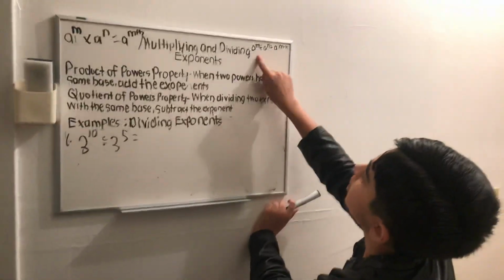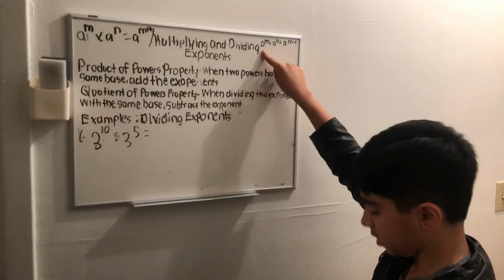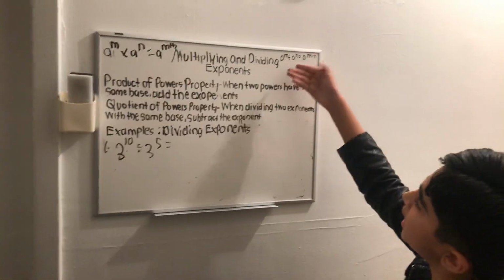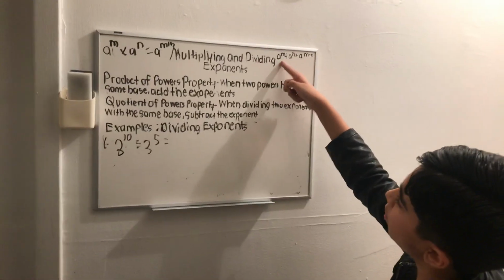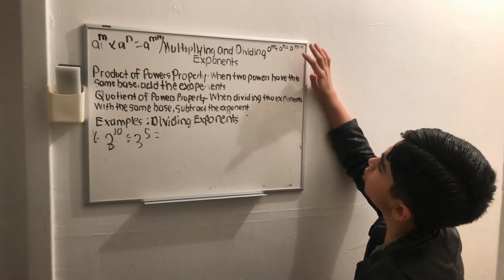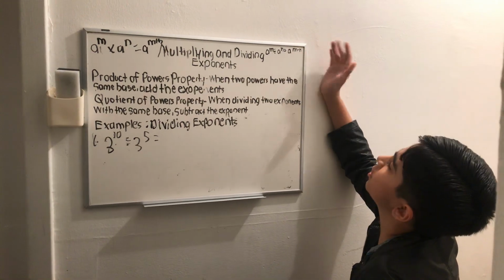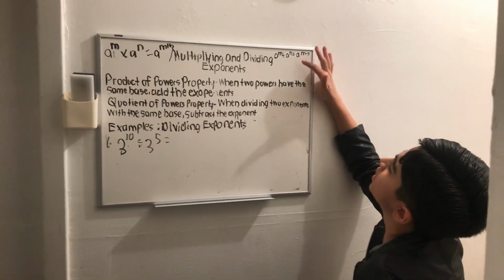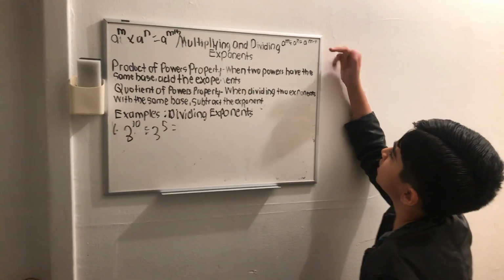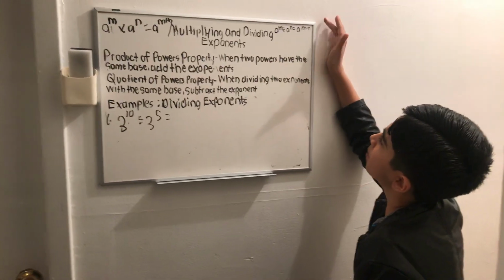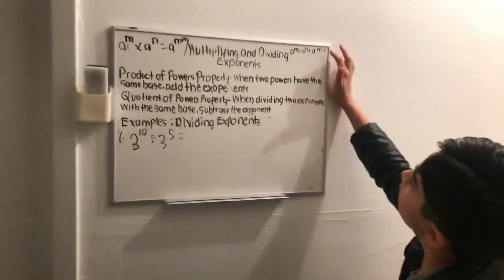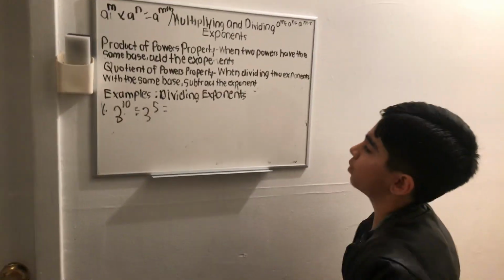The law for dividing exponents is, for example with variables, a to the power of m, where a is the base and m is the exponent, divided by a to the power of n, which is the exponent in this case. That would equal the base a to the power of m minus n. So we're going to do the same here.